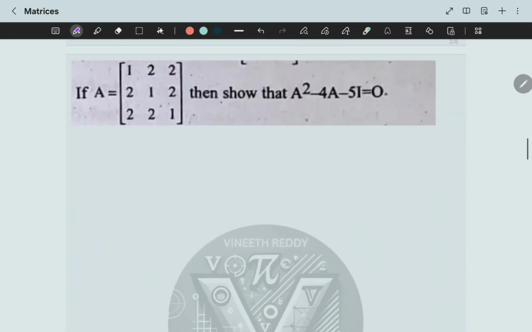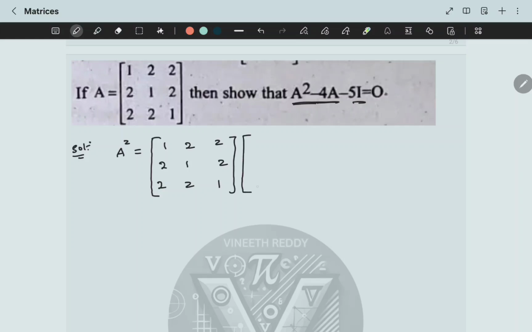Let us go to the next question. In the next question they say A is equal to 1, 2, 2, 2, 1, 2, 2, 2, 1. Then show that A square minus 4A minus 5I. Very simple question. We need to find A square first. Again, A square is 1, 2, 2, 2, 1, 2, 2, 2, 1 multiplied with A. A square is A into A, right? 1, 2, 2, 2, 1, 2, 2, 2, 1.